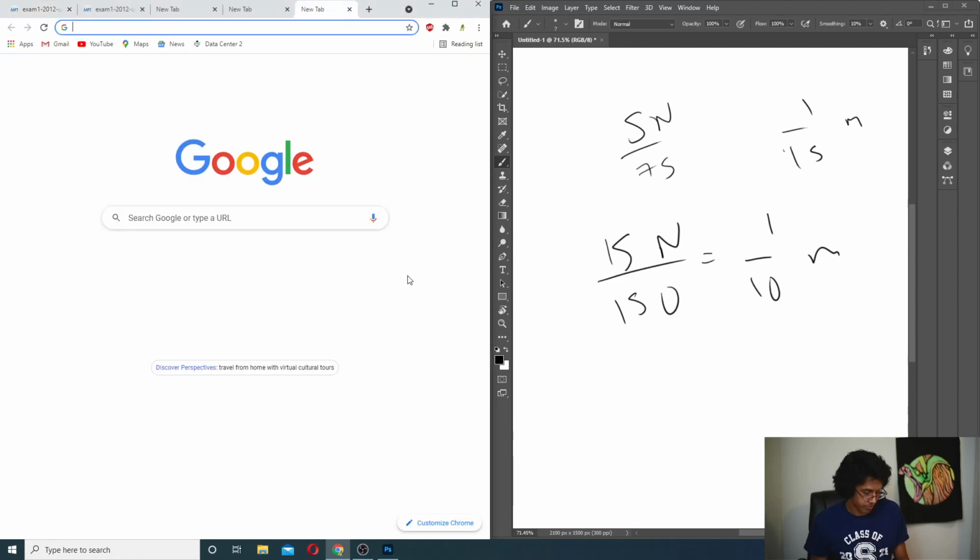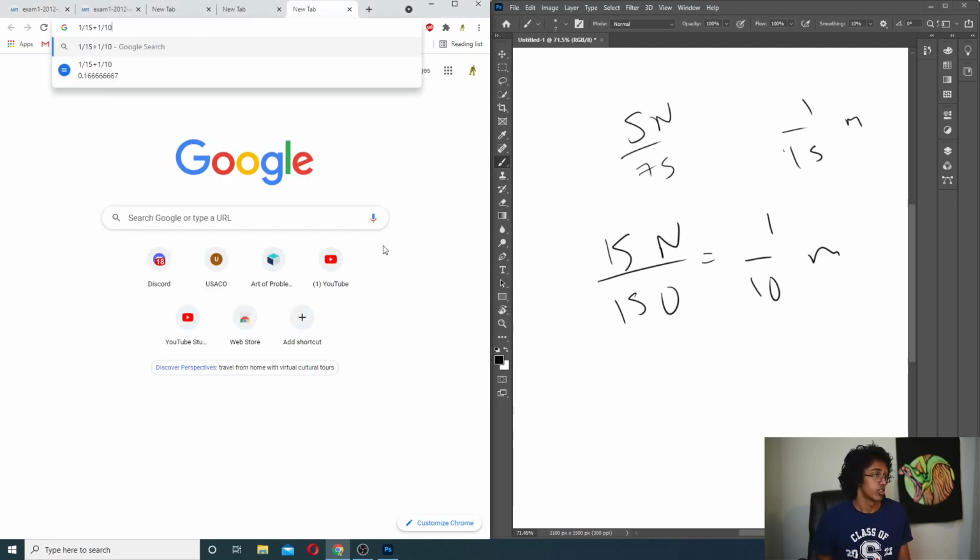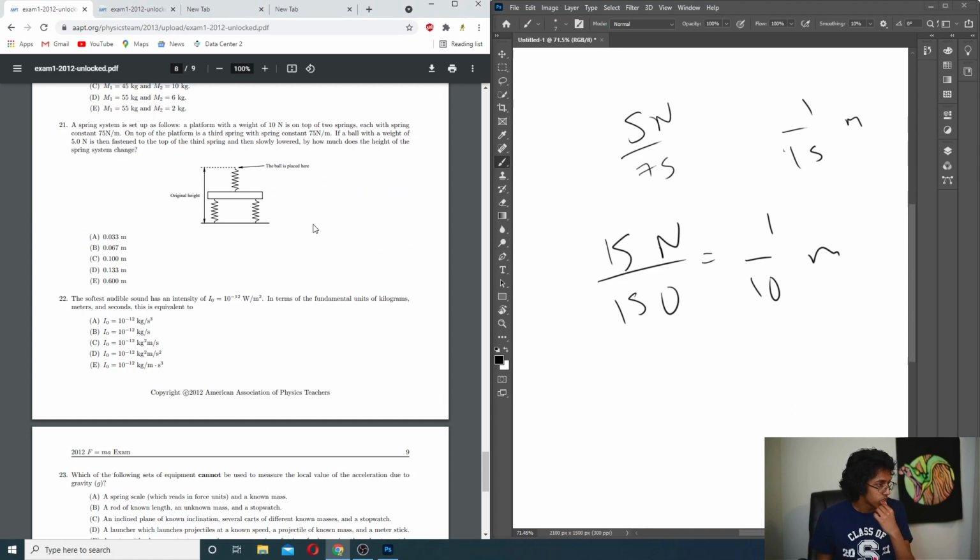1 over 15 plus 1 over 10, what is that? 0.17, alright. That's not even an option. Hold up. Bruh, hold up. So 5 newtons, right? And then you divide out the 75 newtons per meter, you get 1 over 15 meters, right? And then the platform has weight 10, so it has the force from the top spring downward, so that's 5, right? Then you got a total of 15 newtons downward, that makes sense, okay. And then we got two springs with 75.